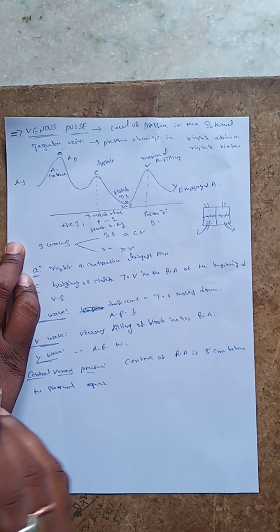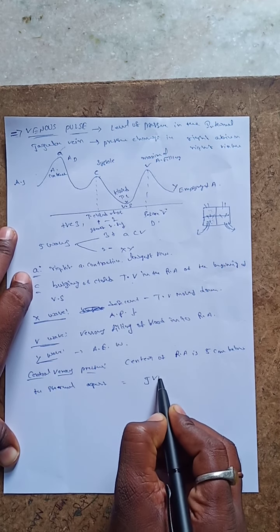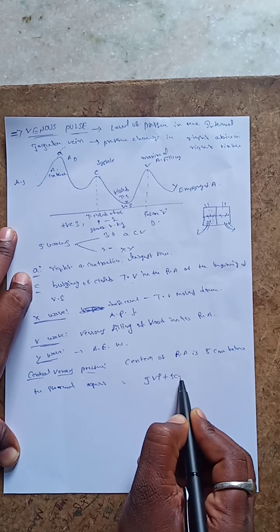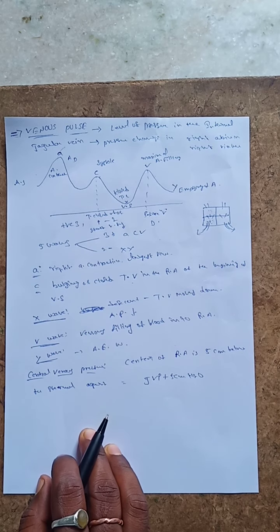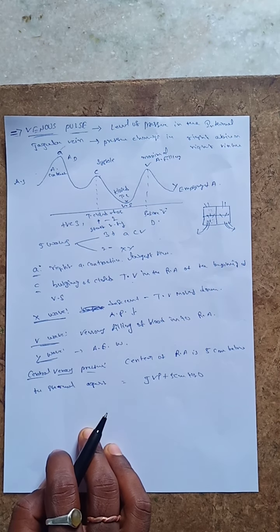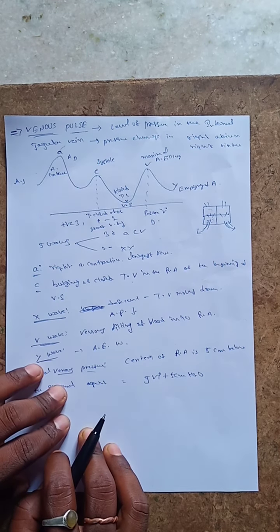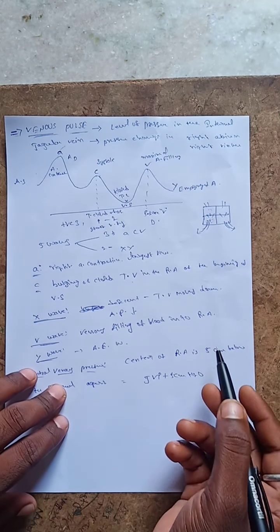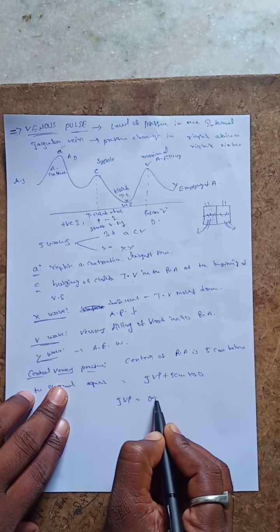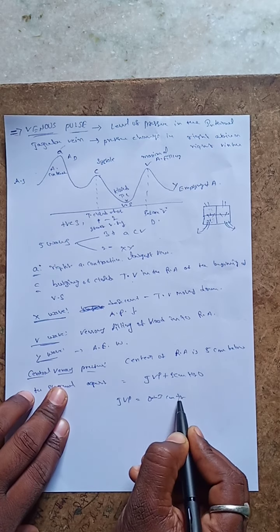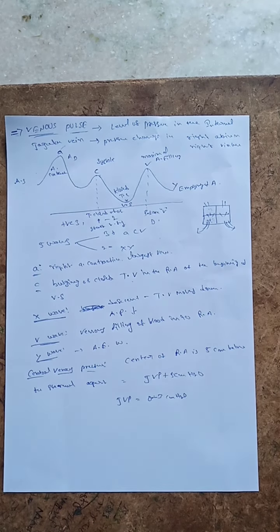The normal value of central venous pressure is the jugular venous pressure plus 5 centimeters of water. So these are the normal values. What is the normal JVP value? The jugular venous pressure normal value is 0 to 3 centimeters of water. So this is about the normal values.